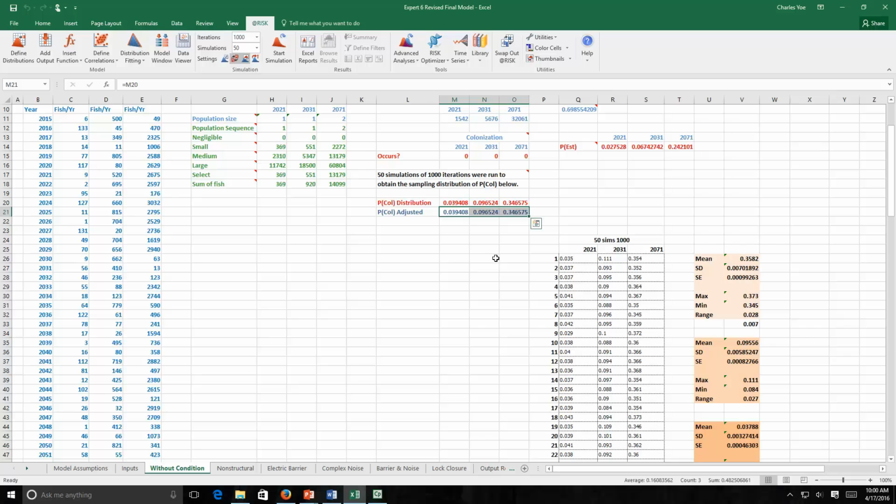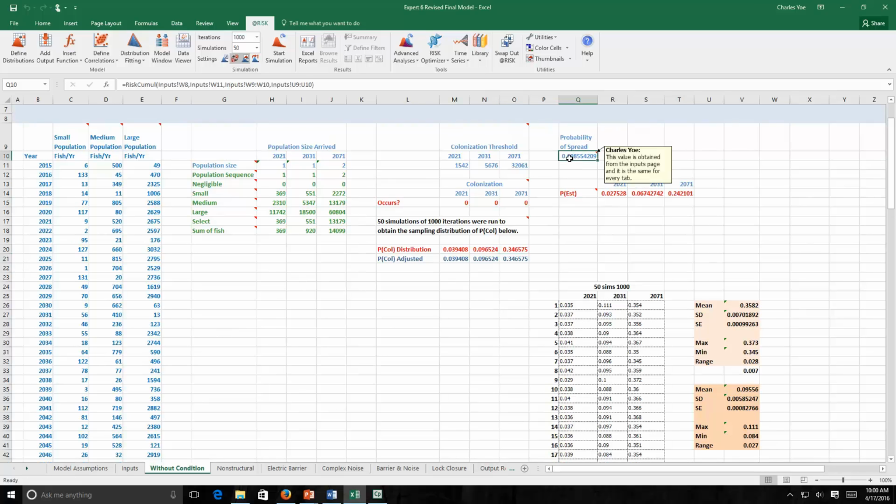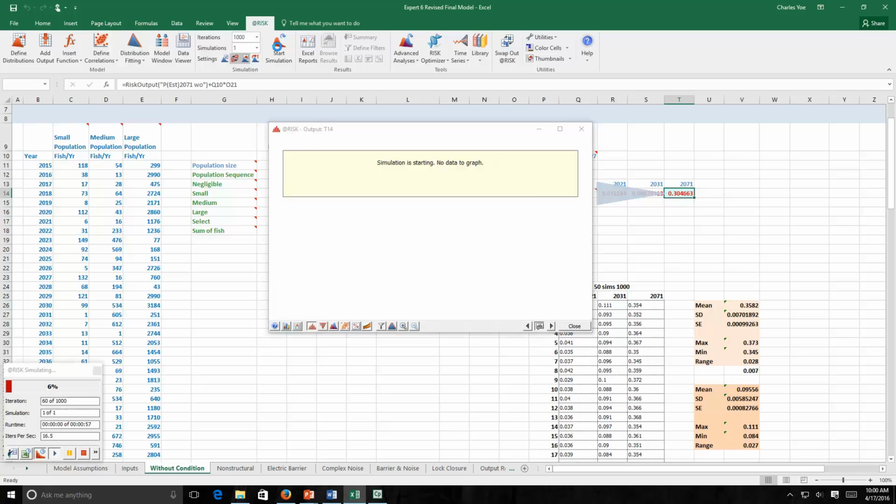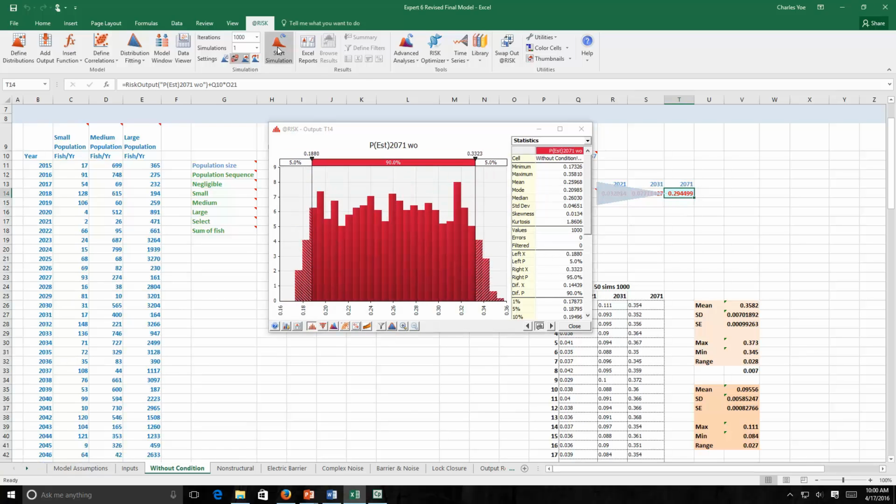What we really wanted was the probability of establishment. That would be these values here. We get them by multiplying the probability of colonization times the probability of spread to get the probability of establishment. So what I'm going to do is run this 1,000 times just to save time. What we did with the actual model is we ran this simulation 10,000 times. So we had a sample 10 times larger than what you're going to see here.